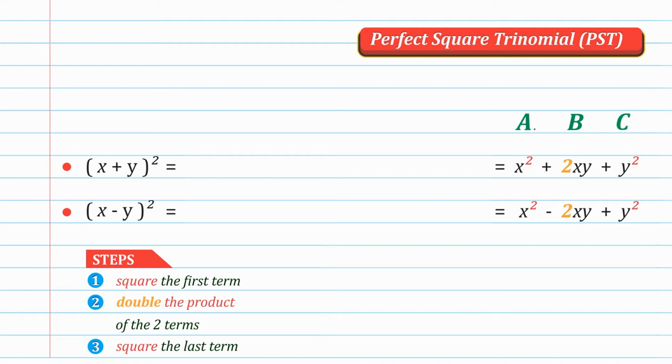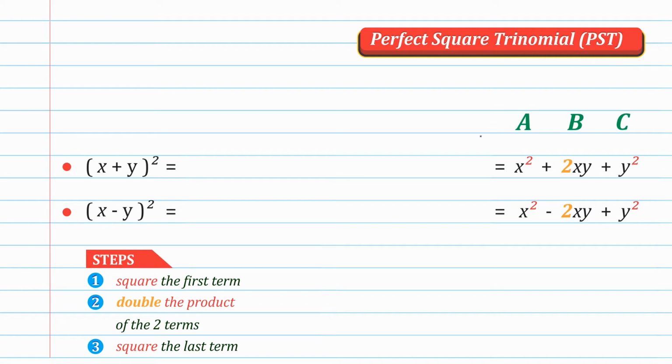Now, knowing the characteristics of this type of trinomial and by looking at the relationships between these three terms, mas matutunan natin yung pag-factor ng perfect square trinomial. Teka, paano ba natin malalaman na PST, or perfect square trinomial nga ang isang trinomial?